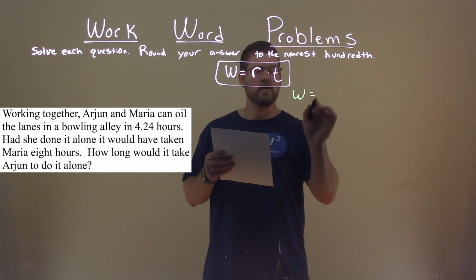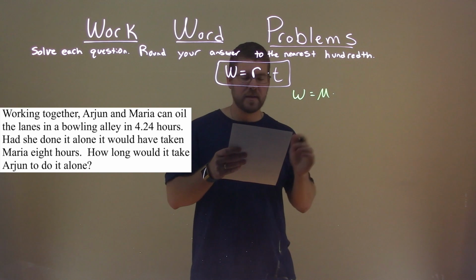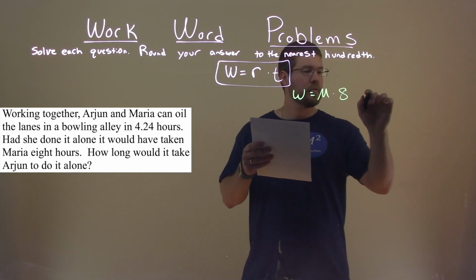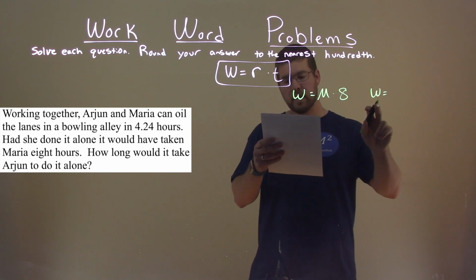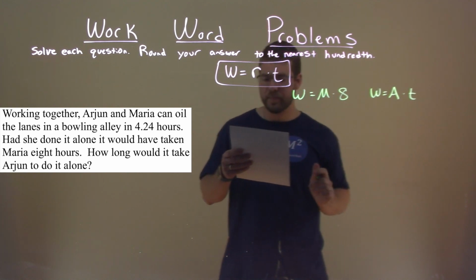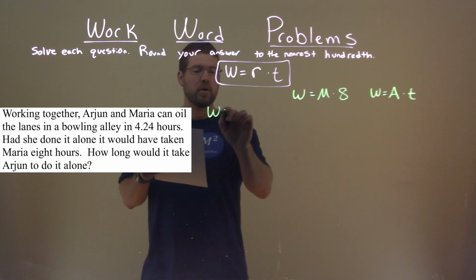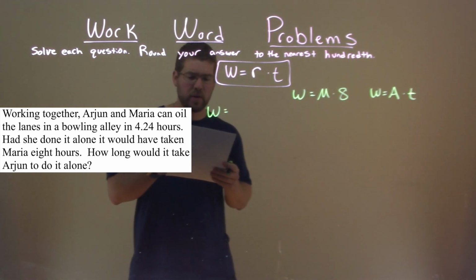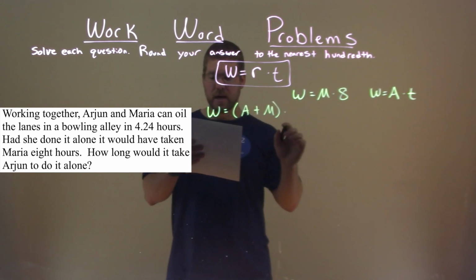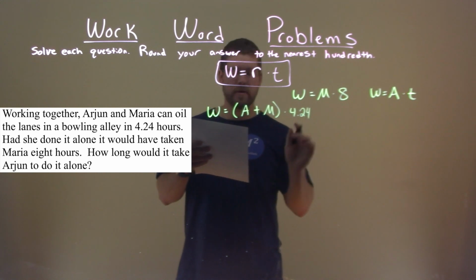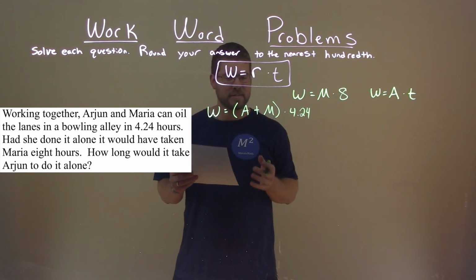The work, let's do it individually, is equal to Maria's rate times, and they tell us it takes her 8 hours. Arjun's we don't know. Whatever the work is, which is oil the lanes of a bowling alley, is equal to Arjun's rate times his time. The first thing they give us here, though, is what happens when they did it together. So that same work, again, oiling the lanes of a bowling alley, is equal to Arjun's rate plus Maria's rate times a time of 4.24 hours.